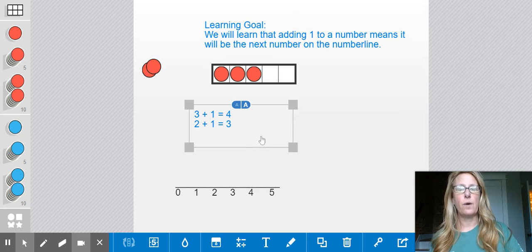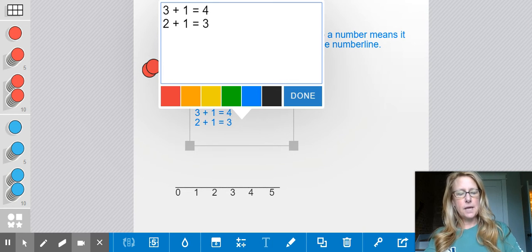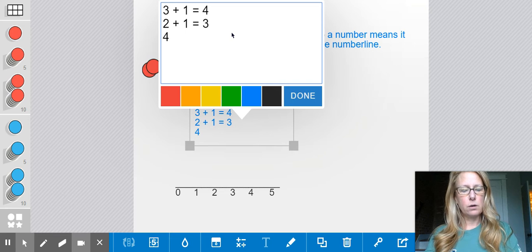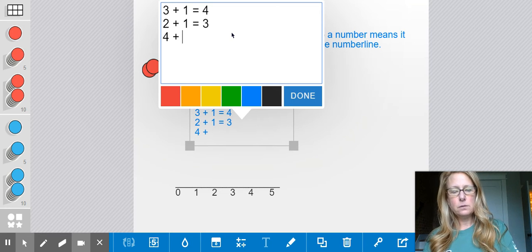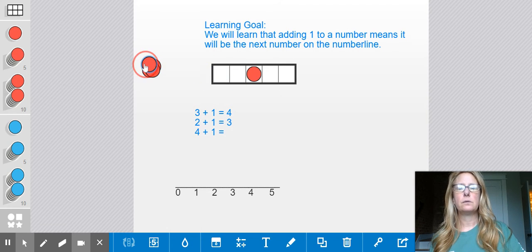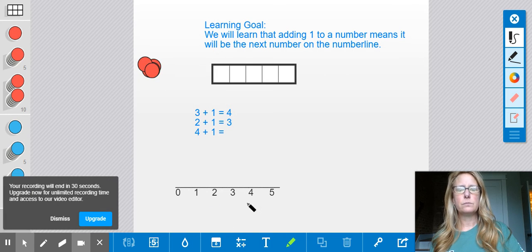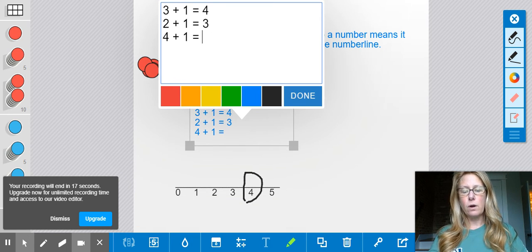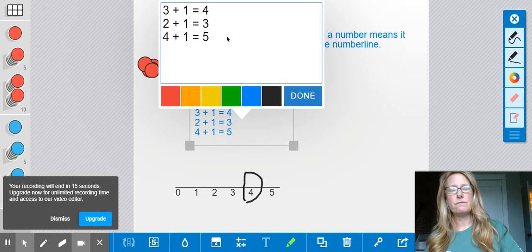Let's try another one. Let's say I start with the number 4. I add 1. What will it equal? This model won't work. What am I starting with? I'm starting with the number 4. What's the very next number I would say? You're right, 5. So 4 plus 1 more equals 5.